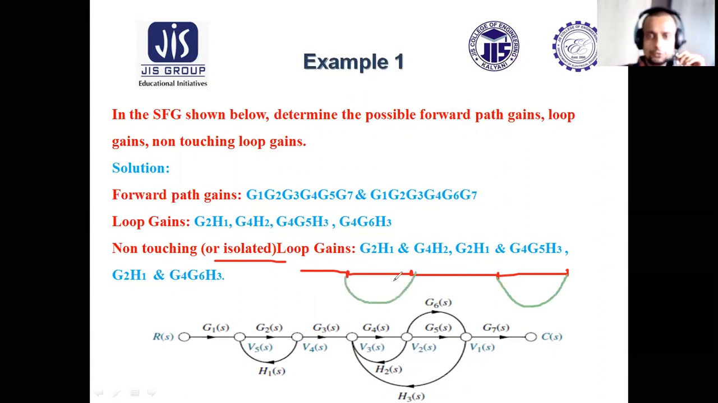Suppose that you have two loops like this. Now, is there any common part between loop 1 and loop 2? There is no common part. How can you say whether there is any common part or not? Let us mark all the nodes.